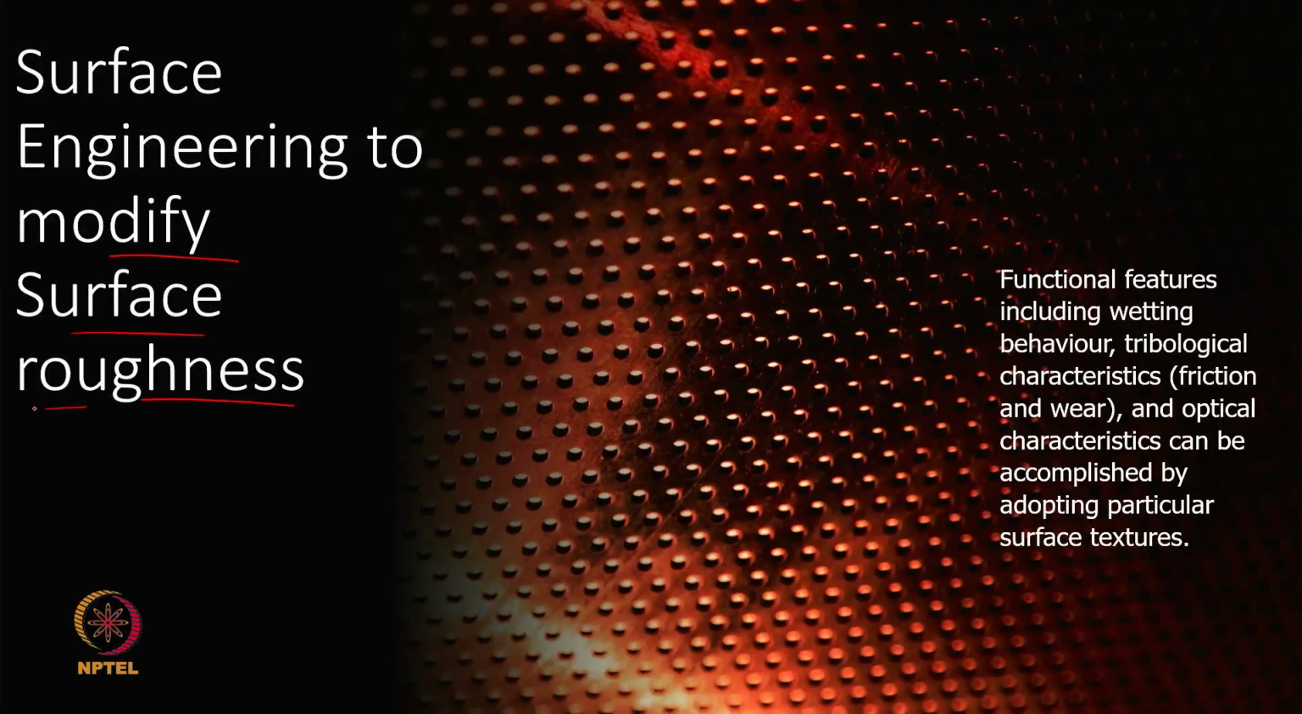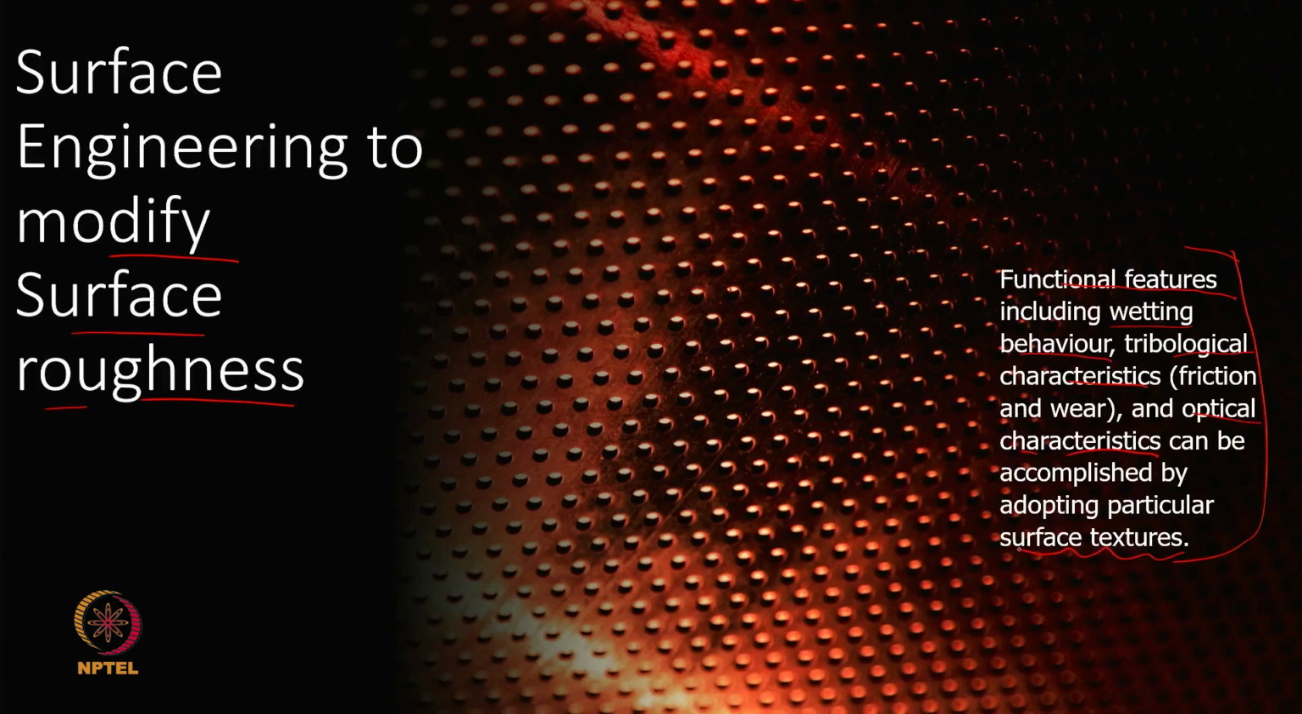We say surface engineering is used to modify and improve surface roughness, so that we get a better surface or better feature. That is why we say the functional features include wetting behavior, where the surface will get wet easily, will absorb the moisture, or maybe can keep the moisture for a longer time, or improve the tribological properties like friction and wear, or optical characteristics. All these are possible using surface modification or surface design, and sometimes we call it surface texturing.